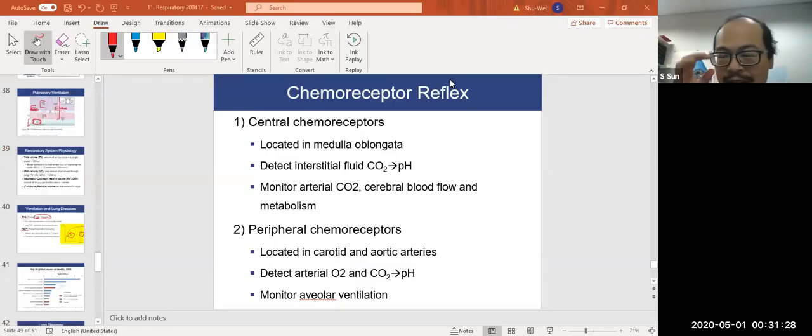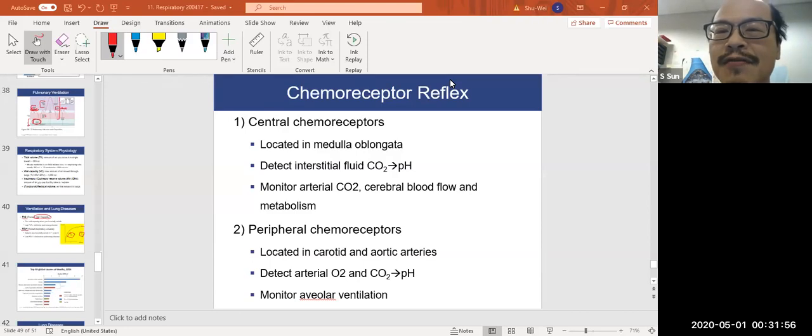Okay. So we talk about the respiration at the cellular level. Basically, the whole purpose is to provide cells with oxygen and to help cells remove the CO2. So that's the whole purpose. And so we have the circulation. This blood carries oxygen and CO2.